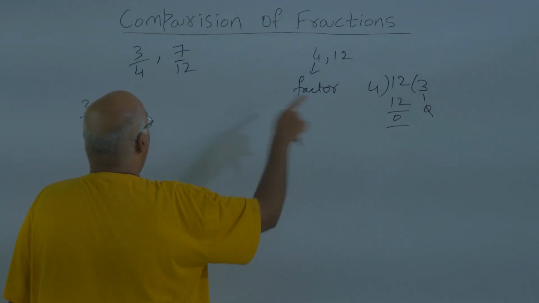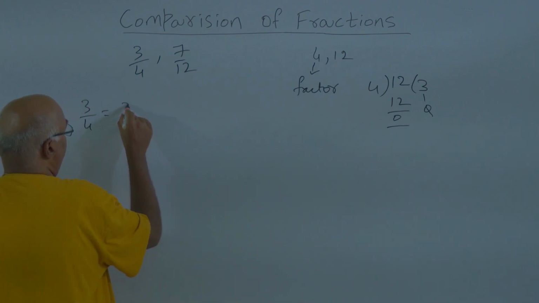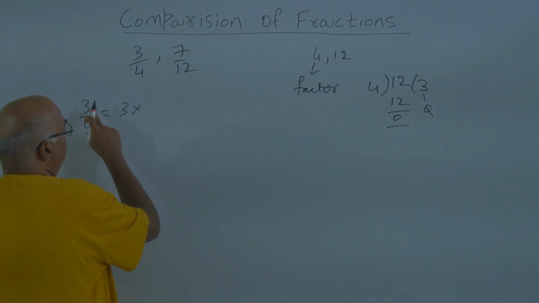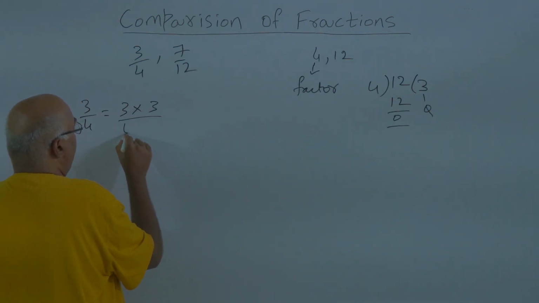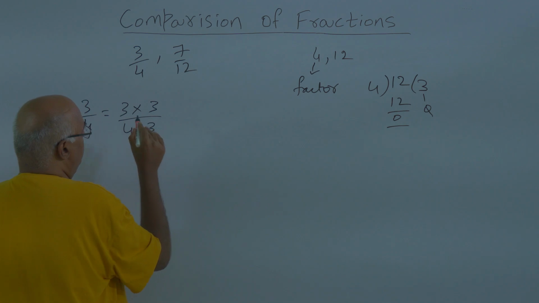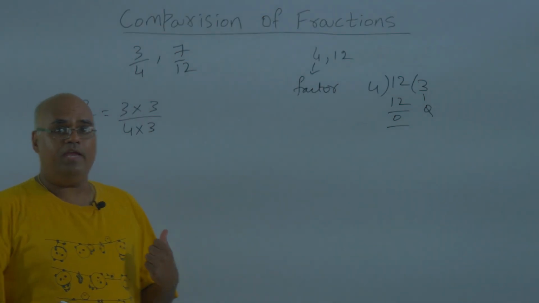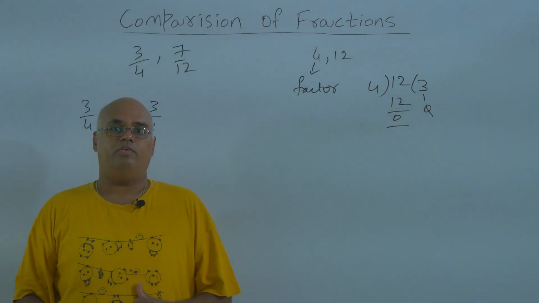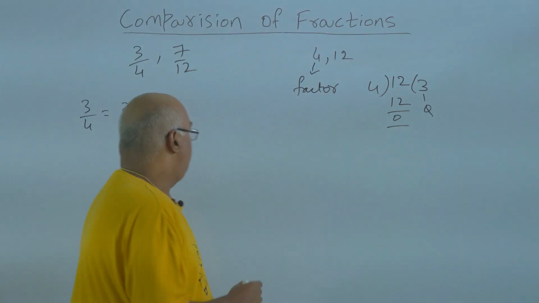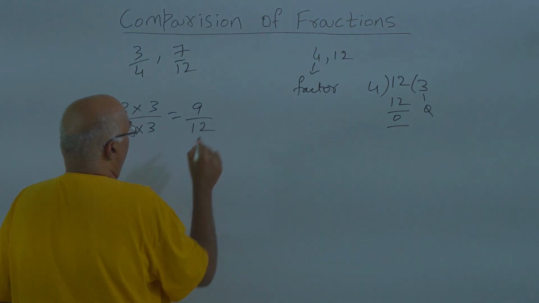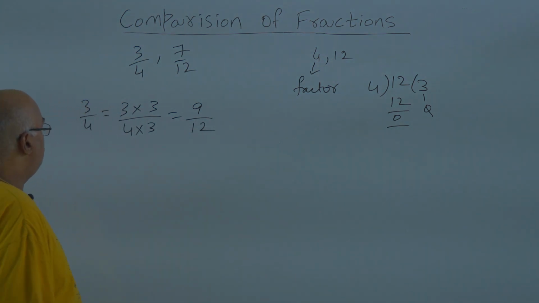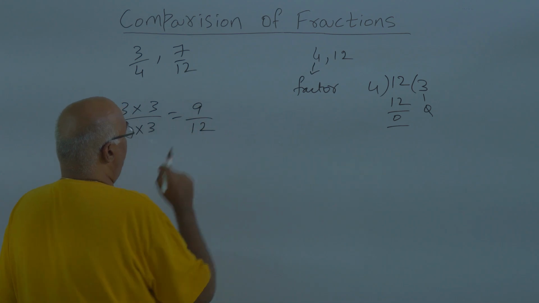So I will multiply the numerator 3 with this quotient 3. And I will multiply the denominator also with the same quotient 3. So I am multiplying the numerator and denominator of the fraction with 3. So this is equal to 3 into 3 is 9, 4 into 3 is 12. So 3 by 4 can be written as 9 by 12.